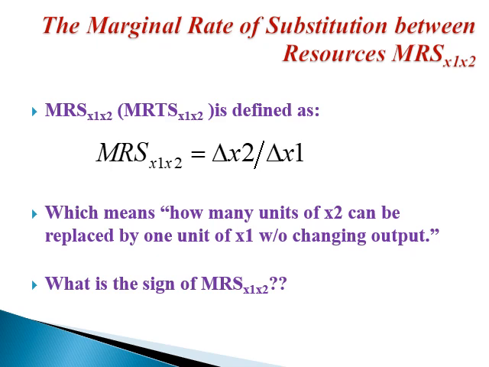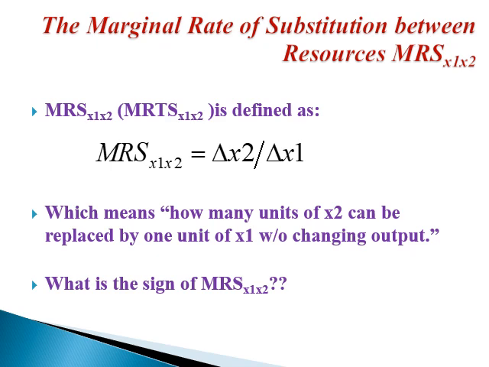Then we defined, as usual, the slope of the isoquant, and we said that the slope is the rate of change of x2 with respect to x1, which is what happens to x2 when x1 changes by 1 unit. We call it the marginal rate of substitution of x1 for x2, or marginal rate of technical substitution of x1 for x2. It is equal to minus delta x2 divided by delta x1, and the reason it is minus is because if you increase x1 by 1 unit, you have to decrease x2 by some units in order to produce the same level of output.